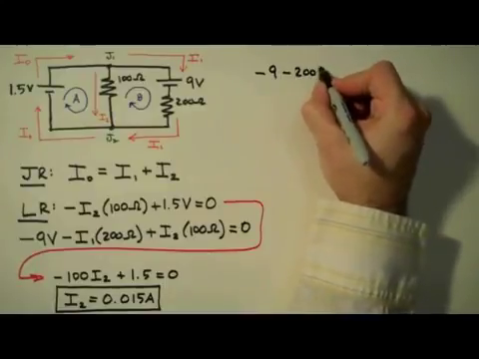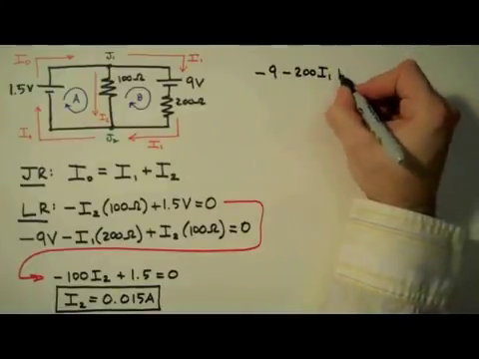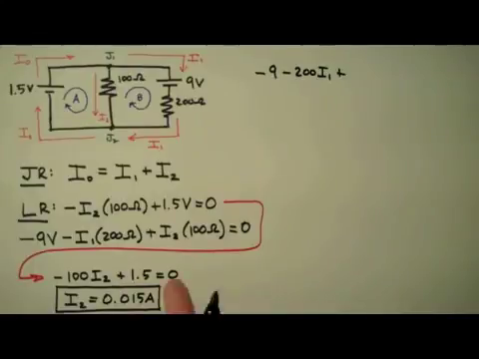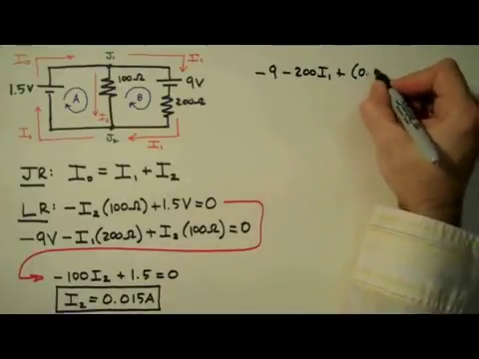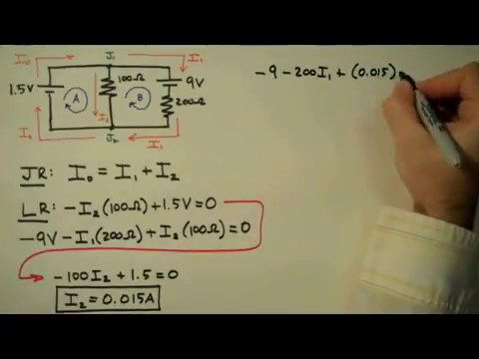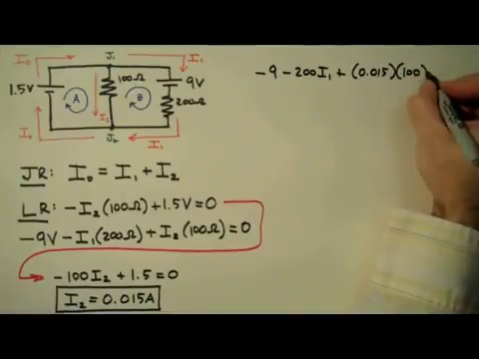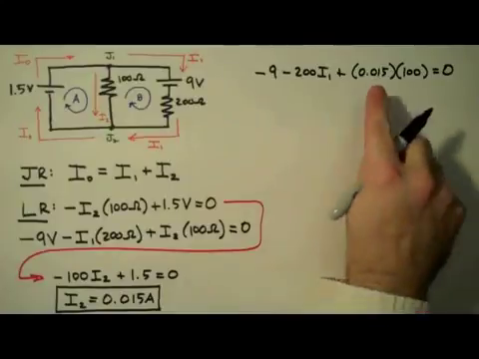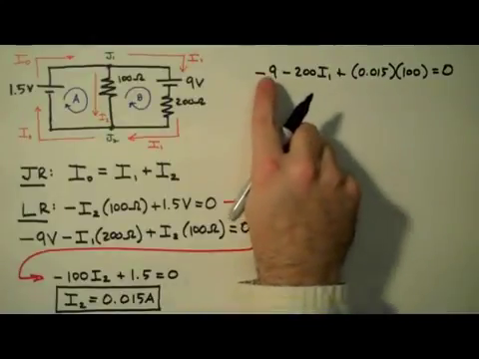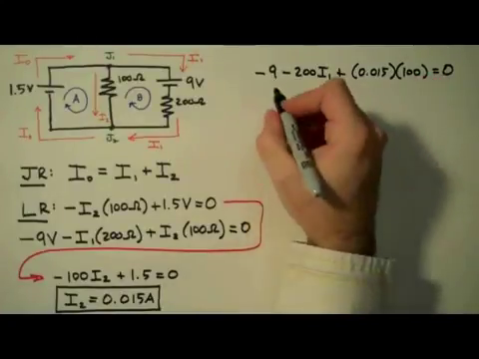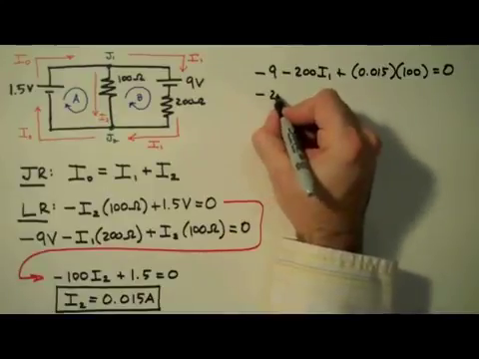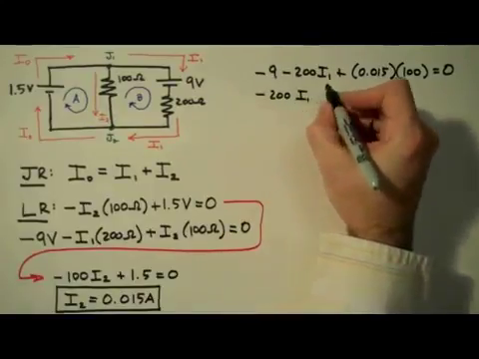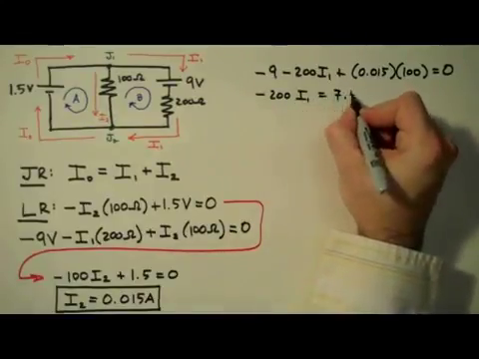rewriting the equation. By the way, if you're comfortable with linear algebra, you may want to set these equations up in a matrix and solve for the variables that way. Often, that is a much simpler way of handling the algebra. In this case, I'm just going to plug and chug. So this product is equal to 1.5 volts. Move it to the other side. I have negative 200 I1 is equal to positive 7.5.